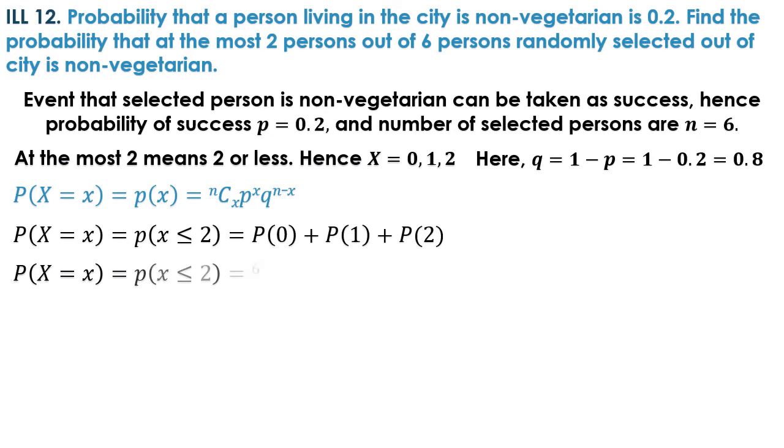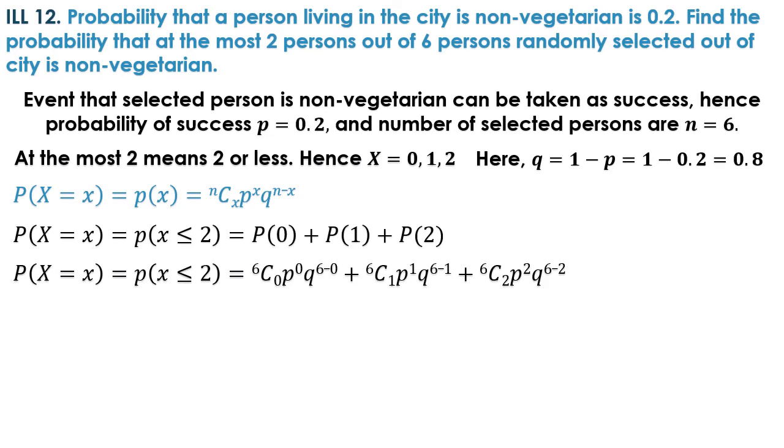So I will put the equation for each and every one of these values. If I take it for 0, it is 6C0, p raised to 0, q raised to 6 minus 0. If I take it for 1, it is 6C1, p raised to 1, q raised to 6 minus 1. And if it is for 2, it is 6C2, p raised to 2, q raised to 6 minus 2.